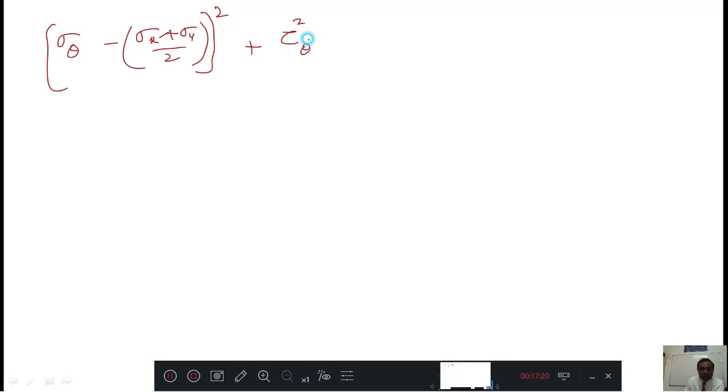Then what is the total end result? (sigma theta minus (sigma x plus sigma y)/2) whole square plus tau 2 theta square is equal to ((sigma x minus sigma y)/2) whole square plus tau square. Okay? This much we got.